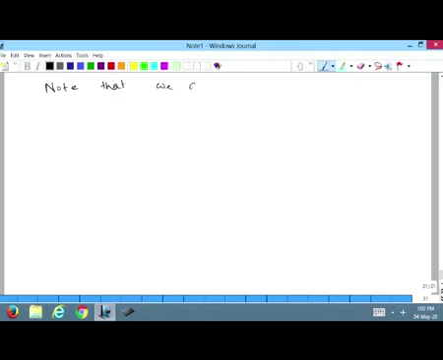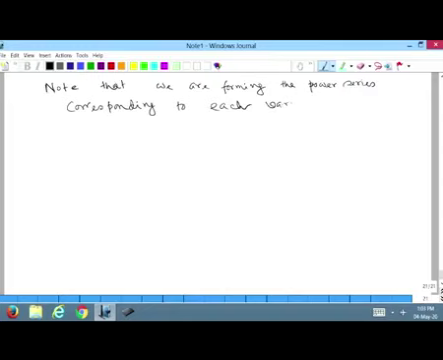Note that we are forming the power series corresponding to each variable by considering the values that it may take.